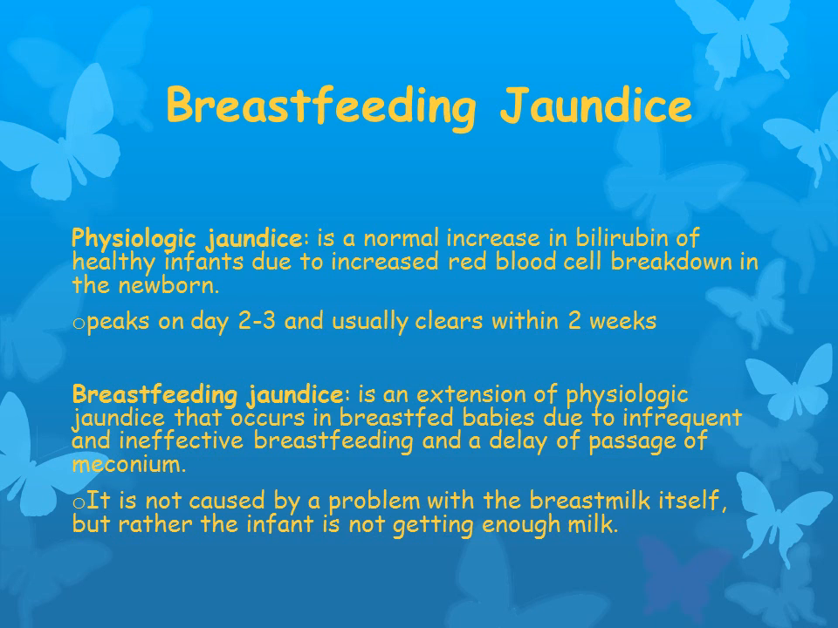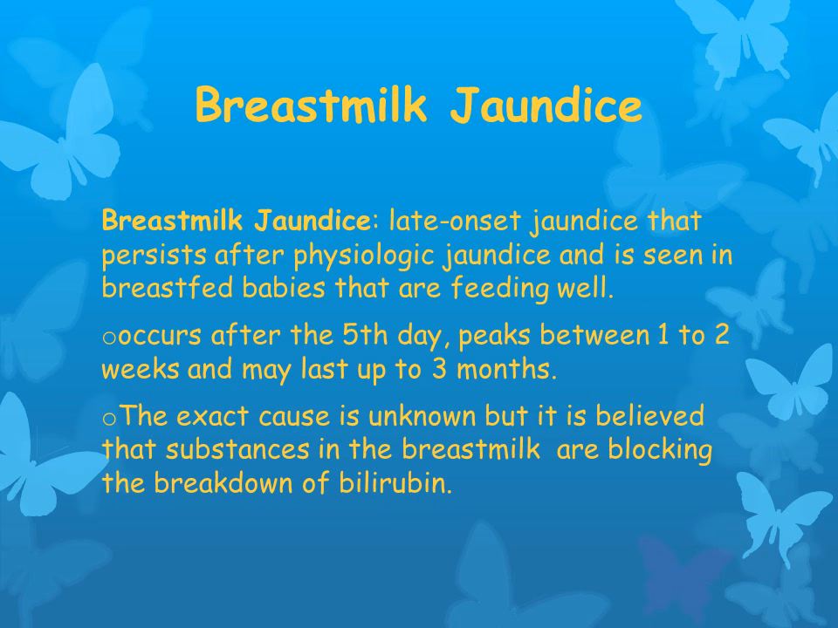Breastfeeding jaundice is an extension of physiologic jaundice that occurs in breastfed babies due to infrequent and ineffective breastfeeding and a delay of passage of meconium. It is not caused by a problem with the breast milk itself, but rather the infant is not getting enough milk. This can be due to poor latch, ineffective milk transfer, infrequent feeding, or the mother's milk has not come in.